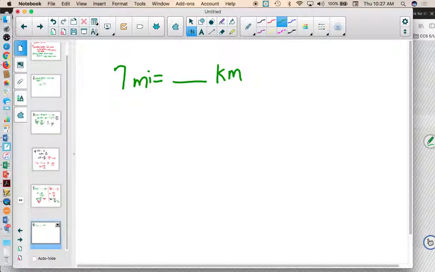So 1 mile equals how many kilometers? Looking at the book, 1.61. So 1 mile is 1.61 kilometers. Which label do I need left? Kilometers. So 1.61 kilometers equals 1 mile. Do you agree with that? That's my conversion rate.